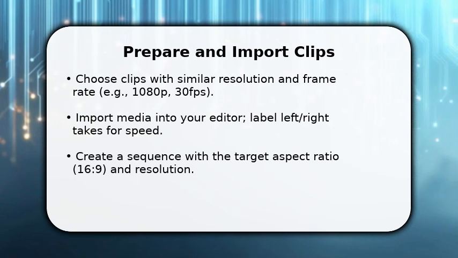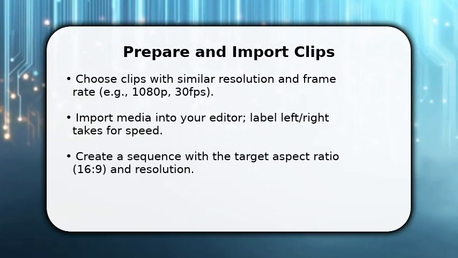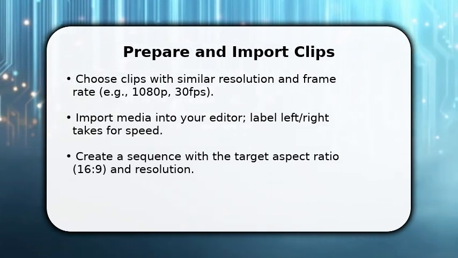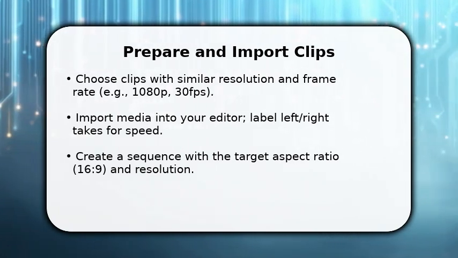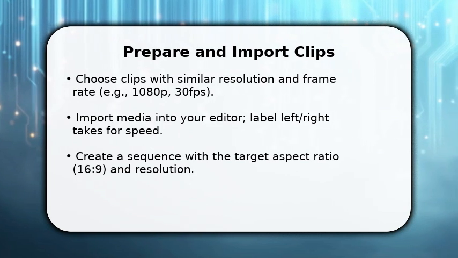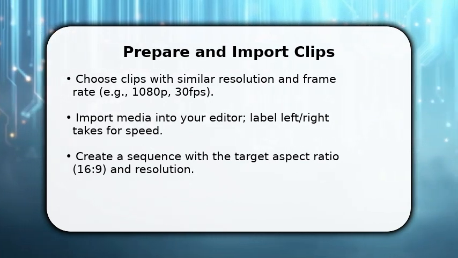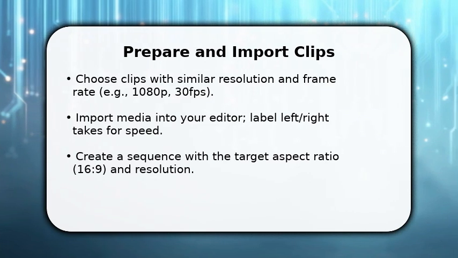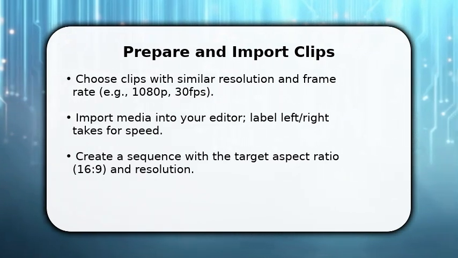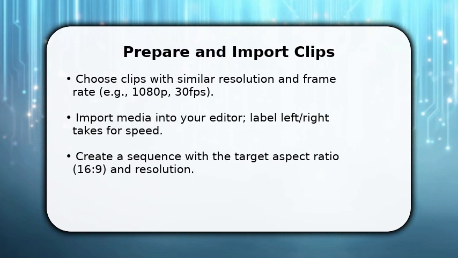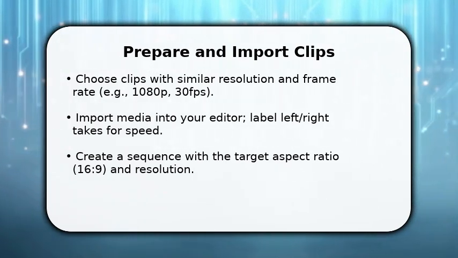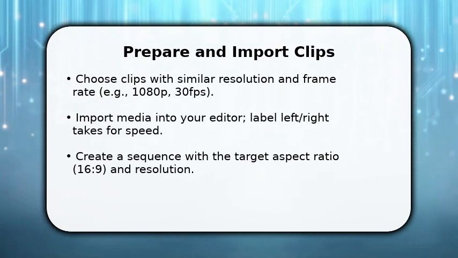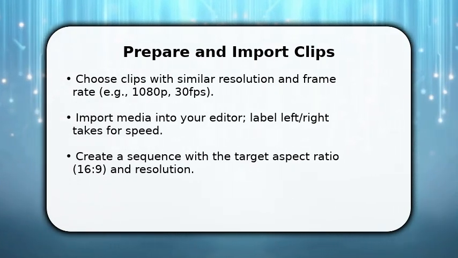You start by picking clips that match resolution and frame rate so the split looks clean. This avoids scaling artifacts. Once imported into your editor, organize and label left and right takes to speed editing. Create a new sequence set to your target aspect ratio and resolution, then drag both clips onto separate video tracks. Make sure audio tracks are separated if you need independent fades. This groundwork prevents headaches later and keeps visual balance.